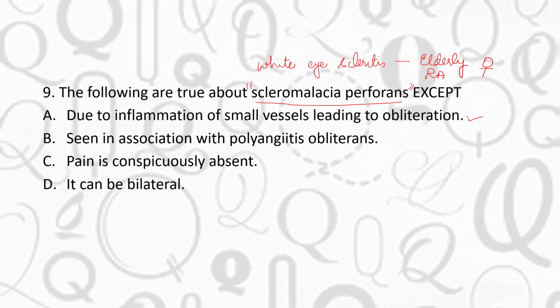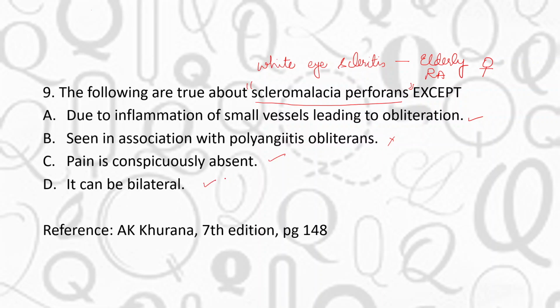Yes. So this typically happens in autoimmune conditions leading to obliteration of the small vessels, causing kind of a necrosis or ischemia. Okay. It is seen in association with polyangiitis obliterans. No, it is usually associated with rheumatoid arthritis. Pain is conspicuously absent. Yes. It can be bilateral. Yes. So the right answer here is B.